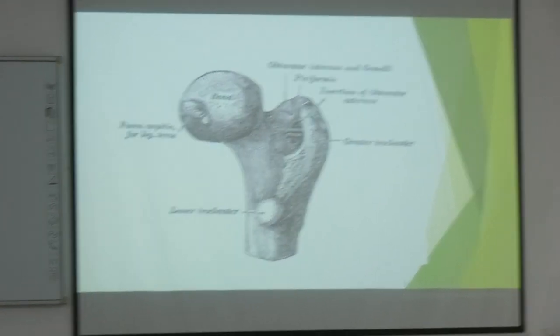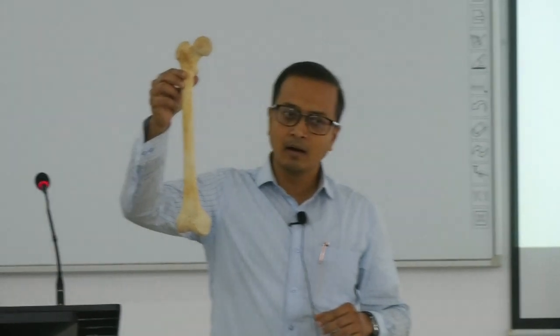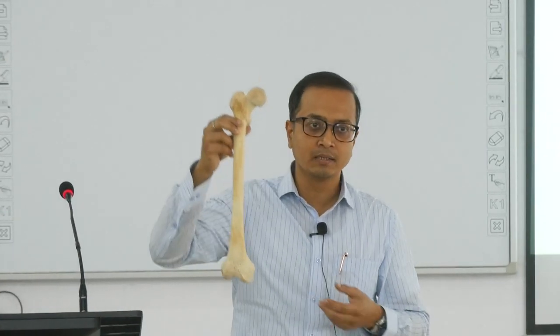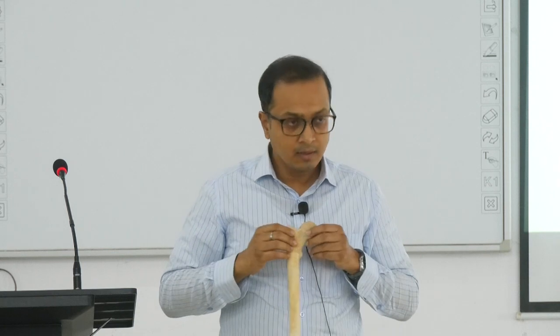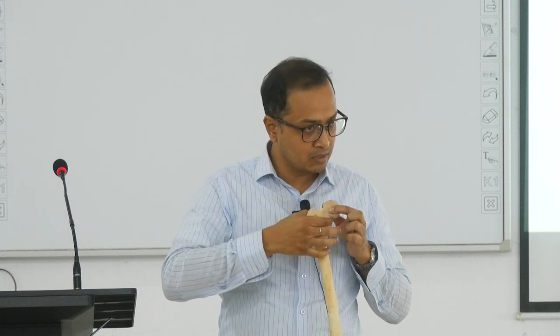Now you look at me, how to find this. Hold it in an anatomical position. Once you hold this, this is the head, this is the neck, this is the greater trochanter, this is the lesser trochanter. This is the upper border, this is the lower border of the neck. This is the anterior surface, this is the posterior surface of the neck. Clear?